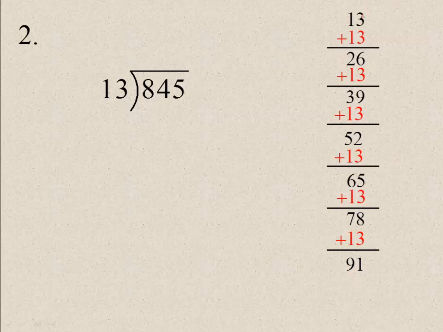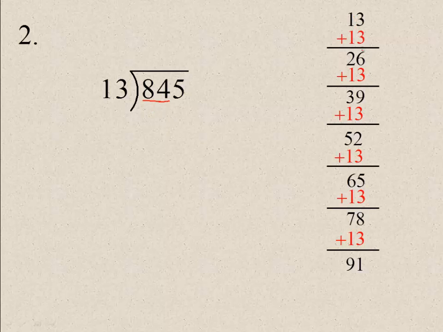I'm only going to concentrate on where I see the black. So, normal procedure, 13 is a two-digit number. Can it go into 8? Most definitely not. Can it go into 84? Yes, it would go into 84. There might be a remainder, but it would be able to go into 84.